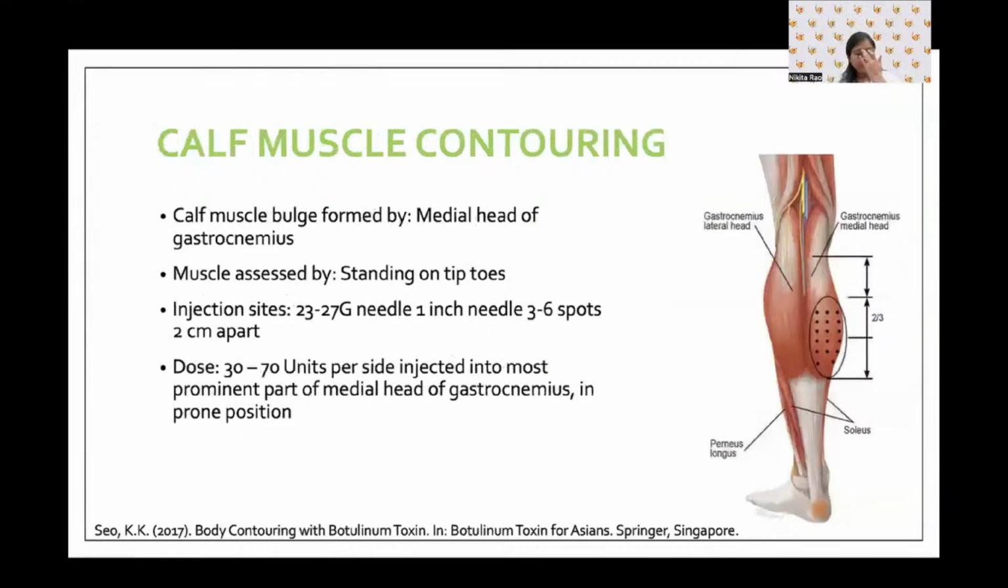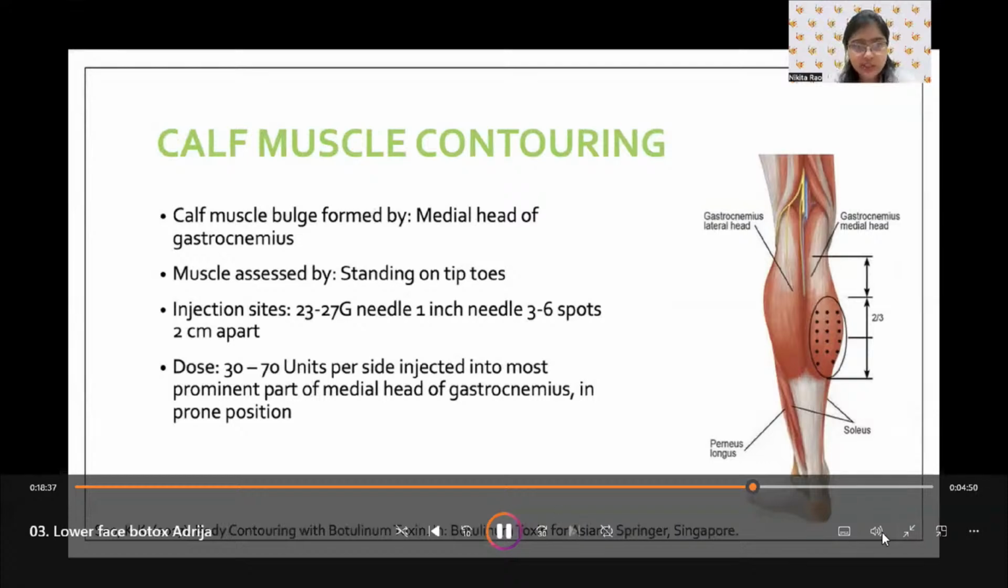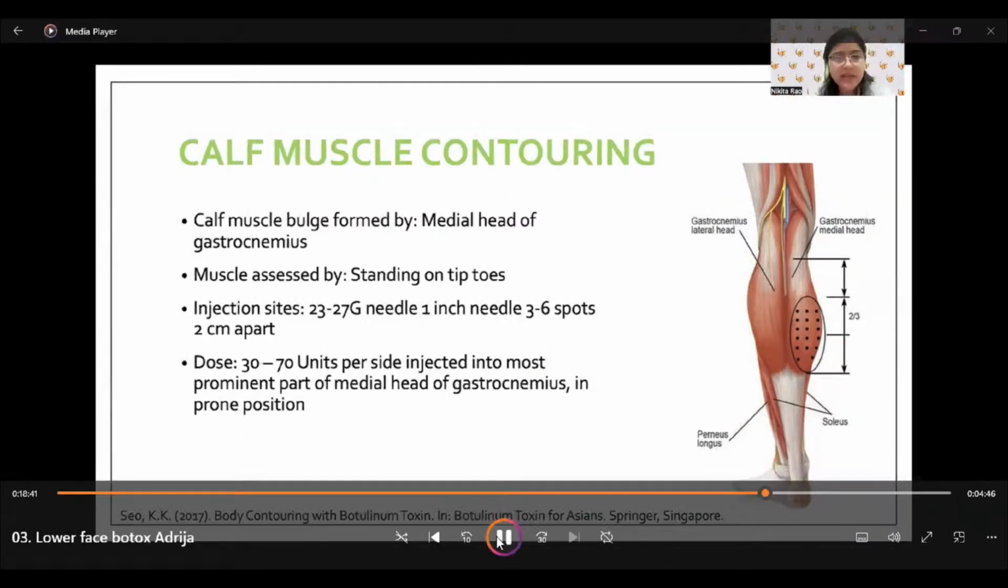For calf muscle contouring, the muscle bulge is mostly formed by the medial head of the muscle. The muscle is assessed by standing on tiptoes. The injection sites are marked, 3 to 6 spots, 2 centimeters apart. And injection is given by a 23 to 27 gauge, 1 inch needle, and a total dose.